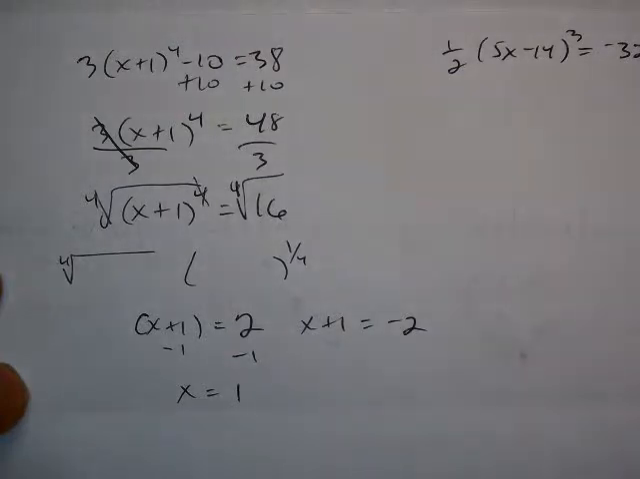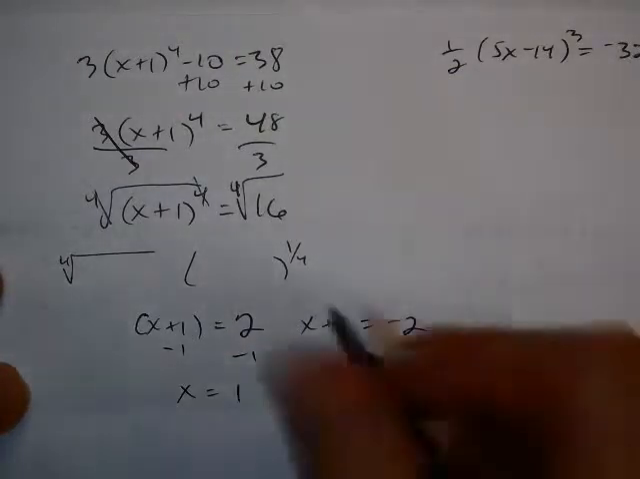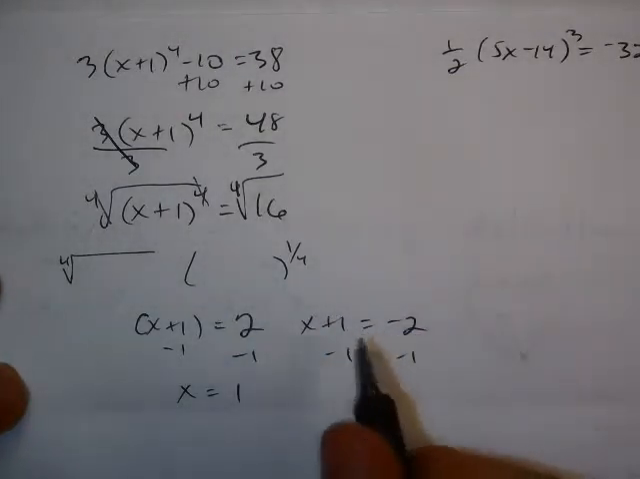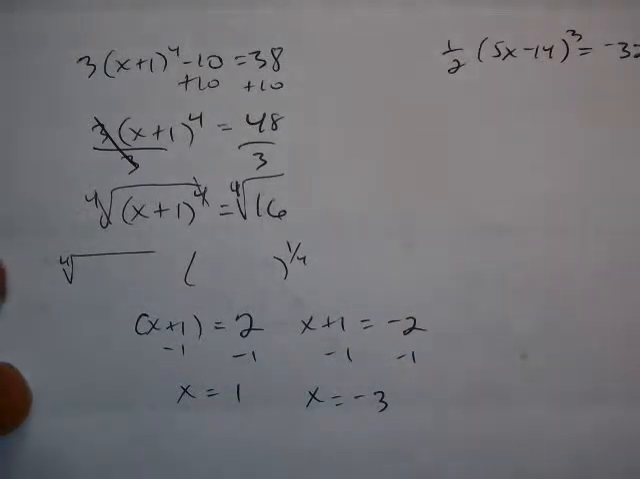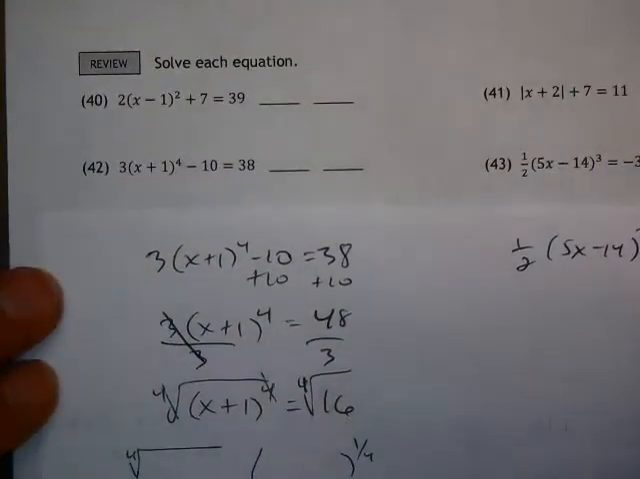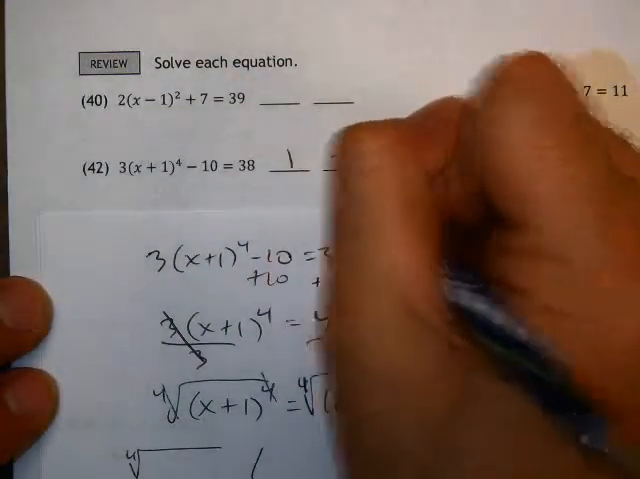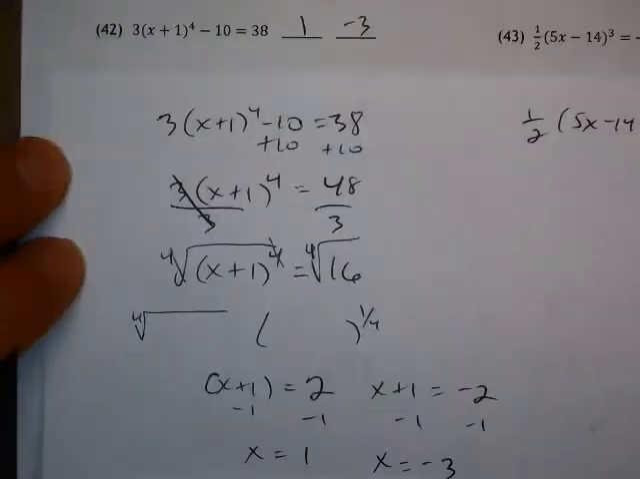Now, with the fourth root, the only trick is that you could also get -2, because -2 times -2 times -2 times -2 gives you 16 also. So you'd have to subtract 1 from -2 as well, which means you would get another answer of -3. So for this equation in number 42, my two answers are going to be +1 and -3.